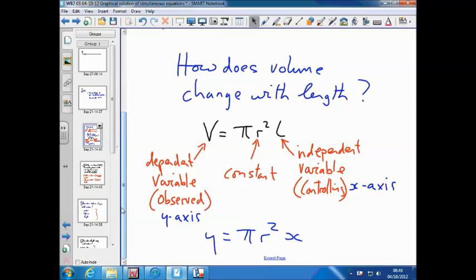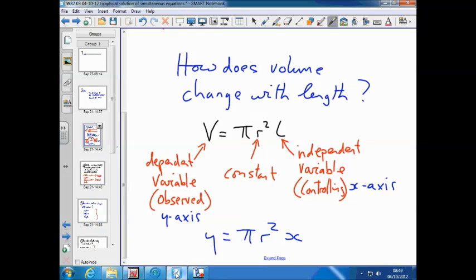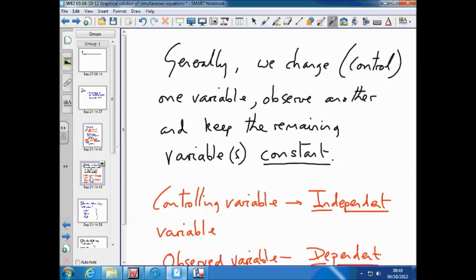So 3 variables here: volume, radius, and length. We change the length, observe the volume, and keep the radius constant. And then we can put that onto autograph. Here it is, and see we get a straight line.